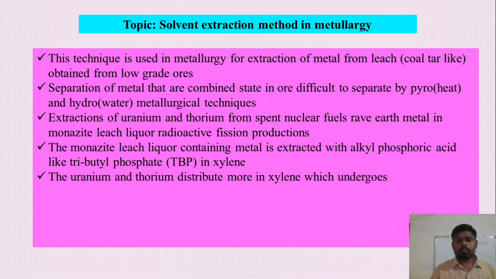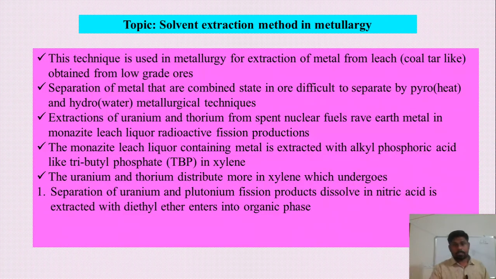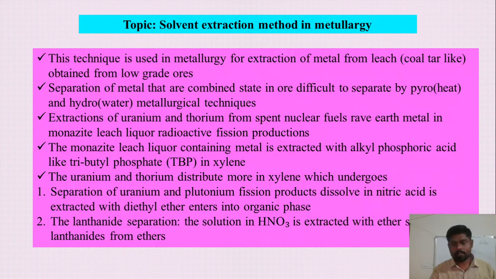The uranium and thorium distribute more in xylene, which then undergoes separation of uranium and plutonium from fission products that dissolve in nitric acid, then extracted with diethyl ether into an organic phase. Second, the lanthanide separation: the solution in nitric acid is extracted with ether, separating lanthanides from the ether. So these are some points by which you can separate out uranium, thorium, plutonium and the lanthanides. By following this you can extract them. These are some small points.